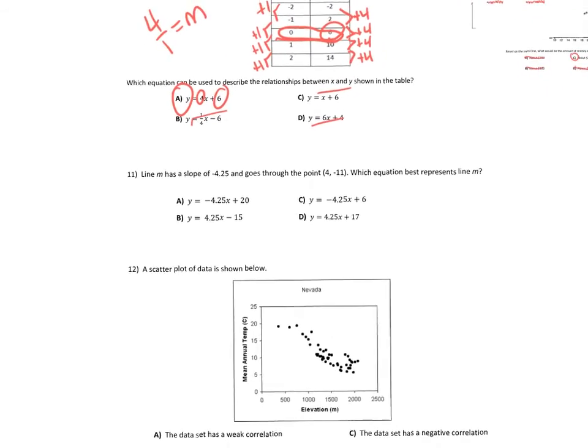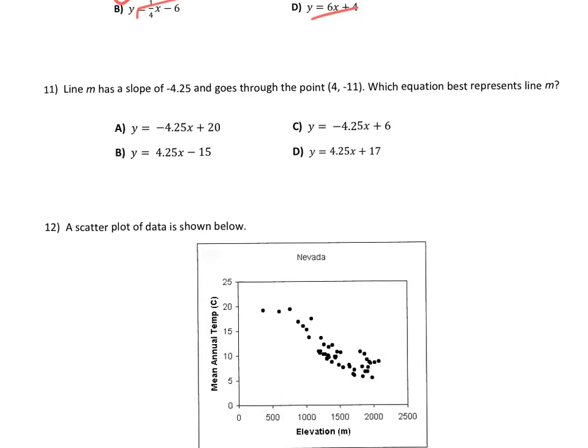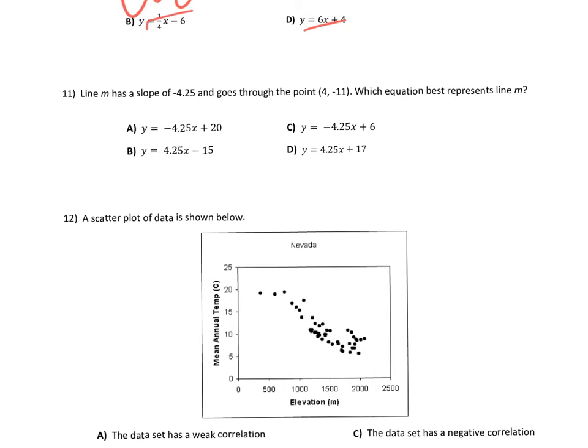Okay. Number 11, line M has a slope of negative 4.25 and goes through point 4, negative 11. Which equation best represents line M? Okay, slope of negative 4.25. Well, we can mark this one out and we can mark this one out. And it goes through the point 4, negative 11.